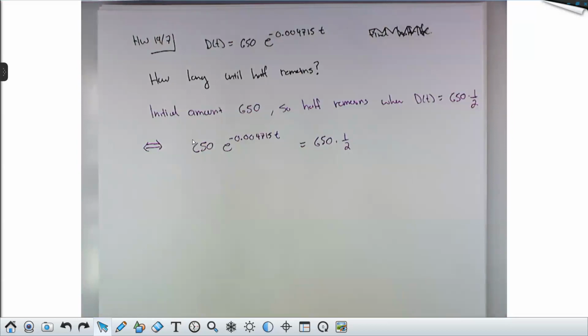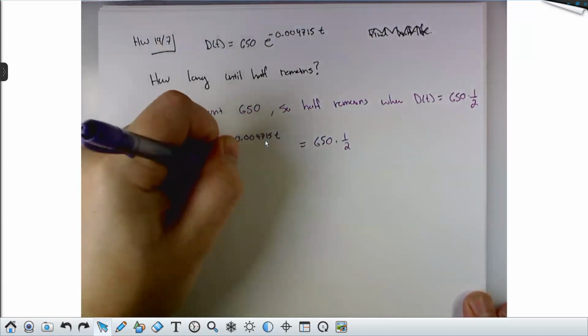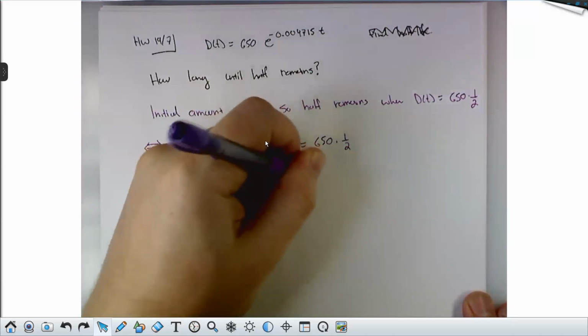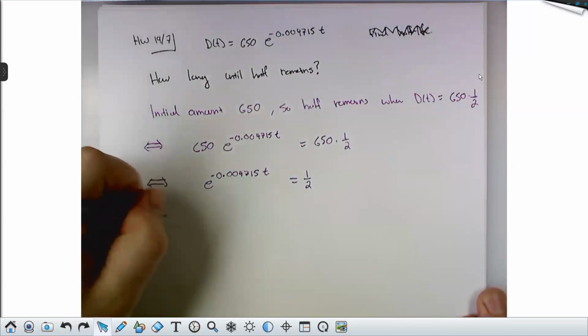And kind of like we've seen in a lot of these problems, our first step is going to be to divide by this constant. So that initial amount is going to drop out of the expression on both sides, and I get e to the negative 0.004715 times t equals 1/2. All right, how would I solve from here? Take the natural log of both sides. Very good.